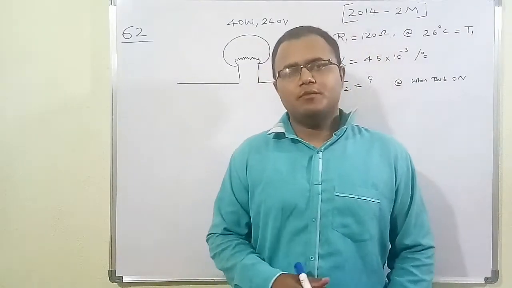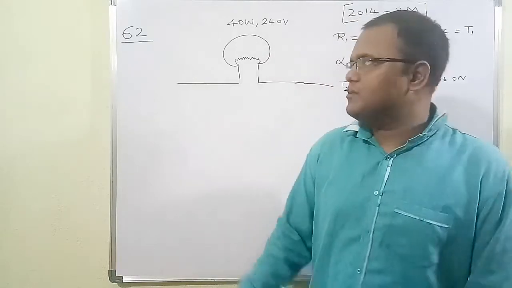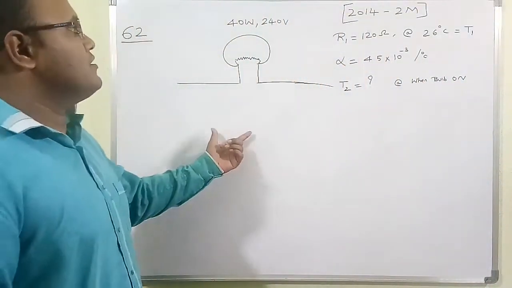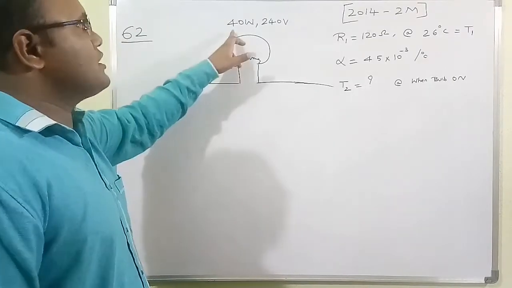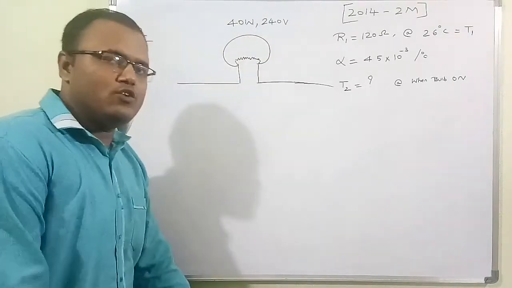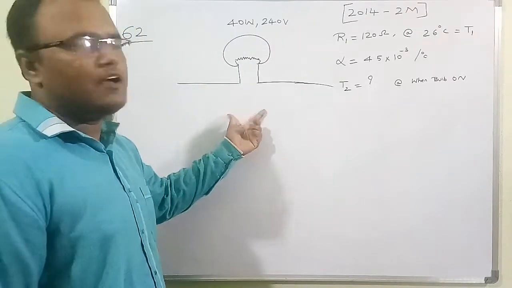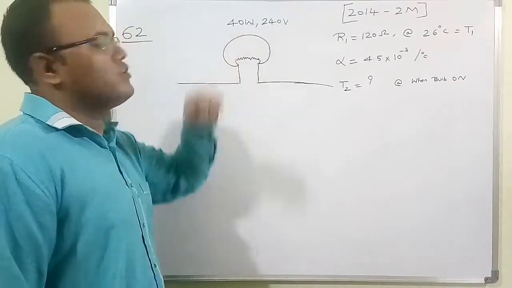After solving the previous problem, now let's move forward to the other problem. The problem number is 62. This problem says that there is a bulb. This bulb has a rating of 40 watt for 240 volt, meaning whenever we supply 240 volt, the bulb is going to give a power of 40 watt.